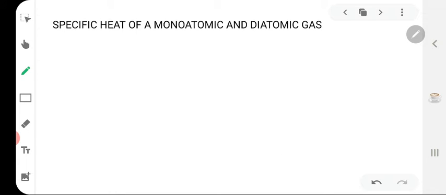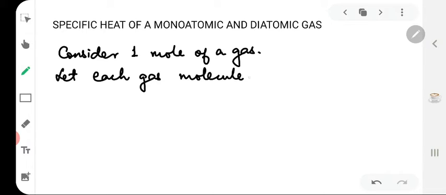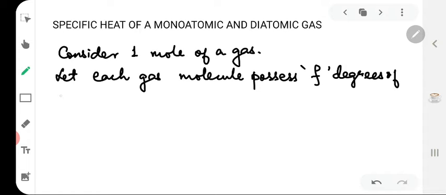Now, let us find out the specific heat of a monoatomic and diatomic gas. Consider 1 mole of a gas. Let each gas molecule possess F degrees of freedom.